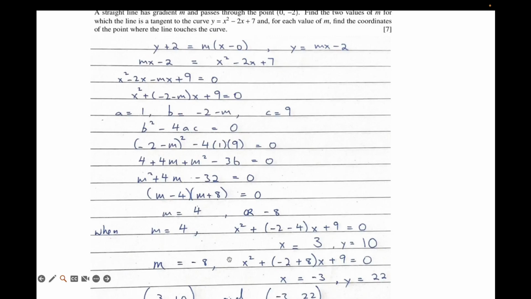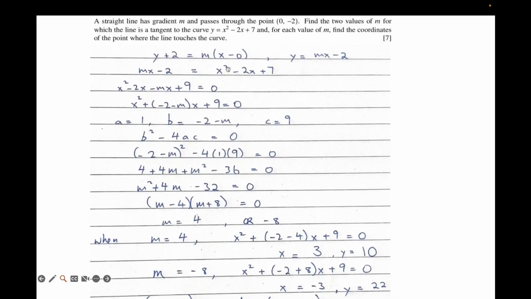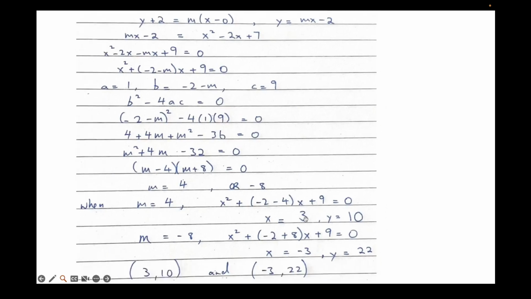You can understand how the solution here is going to be x equals negative 3, which you substitute into either this original parabola or mx minus 2. mx minus 2 is probably much easier. m is negative 8, so negative 8 times negative 3 is 24, minus 2, which is 22. And that's where you get the 2 points of intersection: (3, 10) and (negative 3, 22).